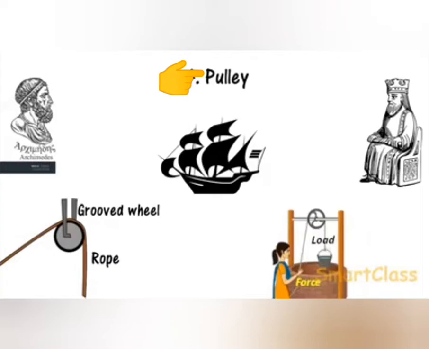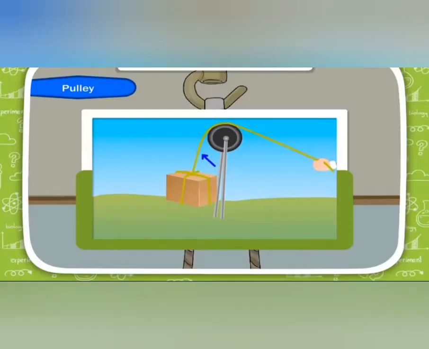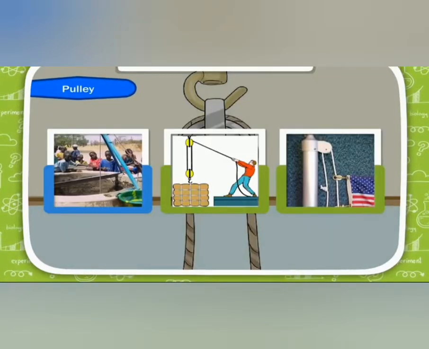There are two kinds of pulleys. The first is the fixed pulley. A fixed pulley is fitted to a support, and a rope is passed over the pulley. The load is tied at one end of the rope. A downward force is applied on the other end to pull the load up. You can see this setting of a fixed pulley while drawing water from the well. We can also see a fixed pulley while the flag is hoisted, at the end of the rod.